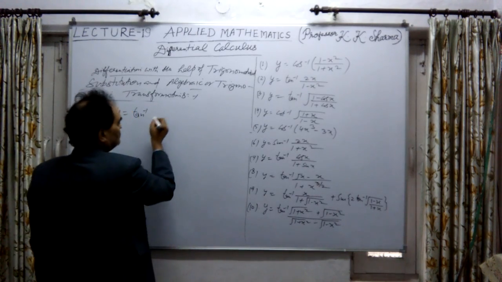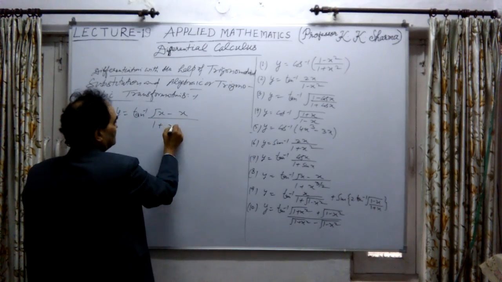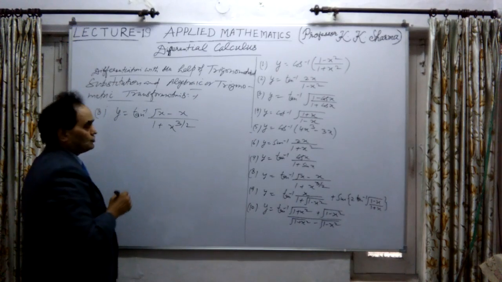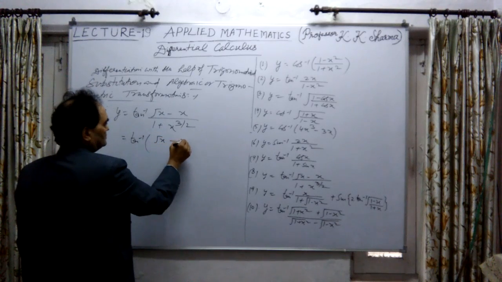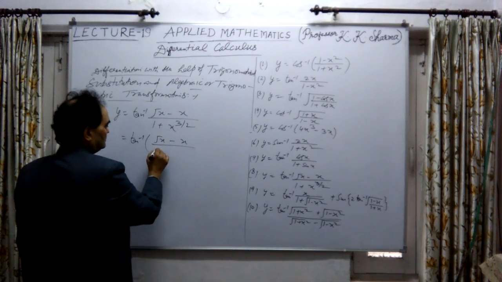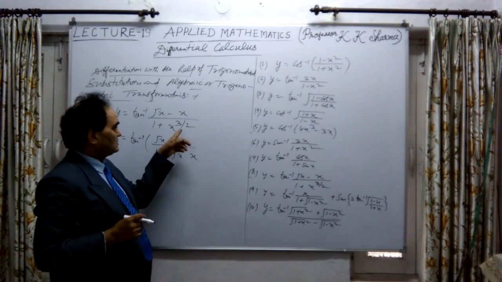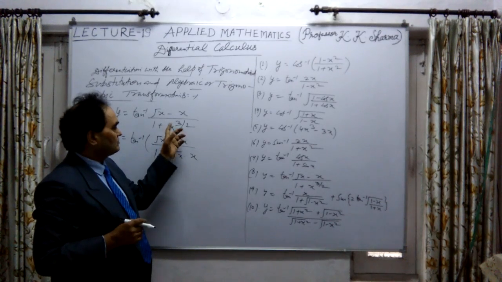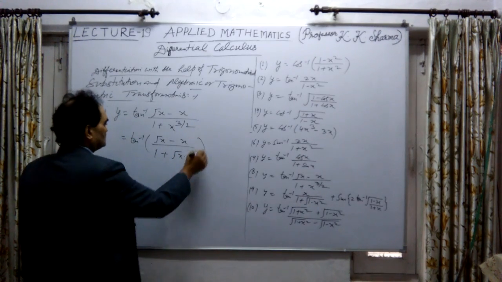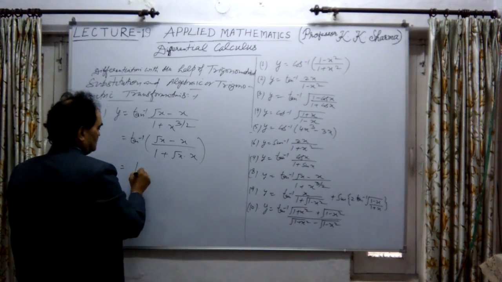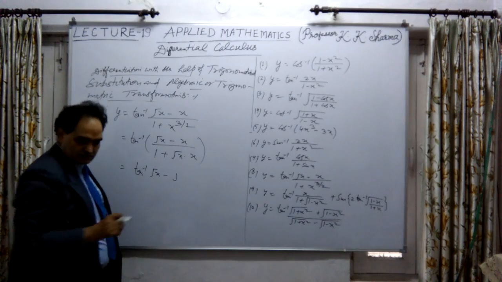y equals tan inverse of (root x minus x) divided by (1 plus x raised to 3 by 2). If I convert this, it is under root x, nothing else, upon x or minus x are not changed. This I want to write down as under root x into x, into the power 3 by 2, that means x raised to power 1 and x raised to power half, that is under root x. So this is nothing but tan inverse under root x minus tan inverse x.